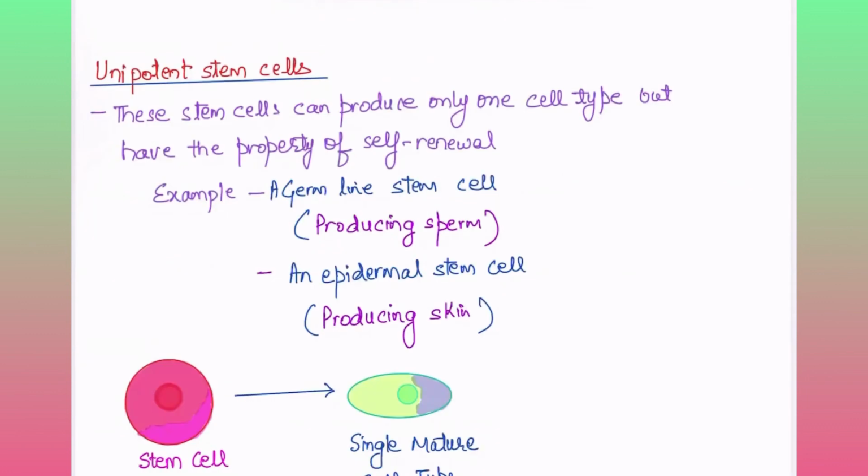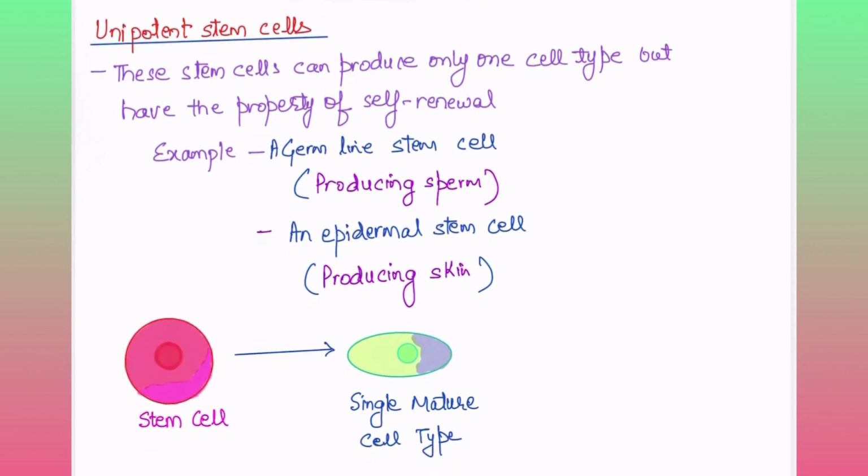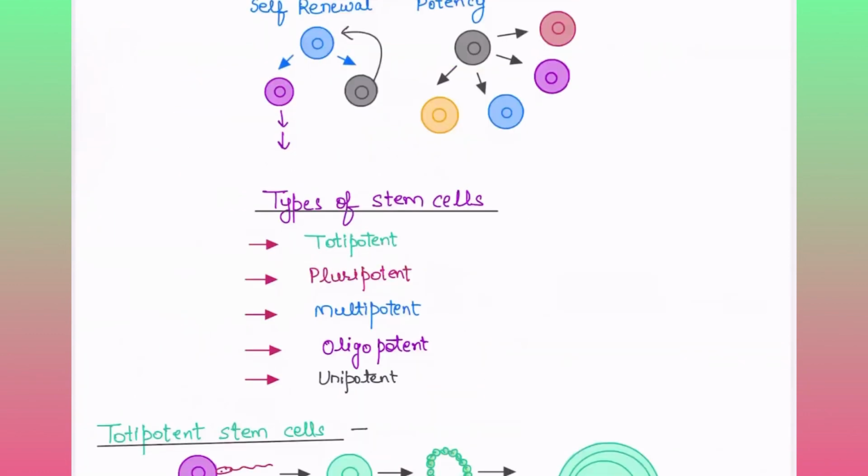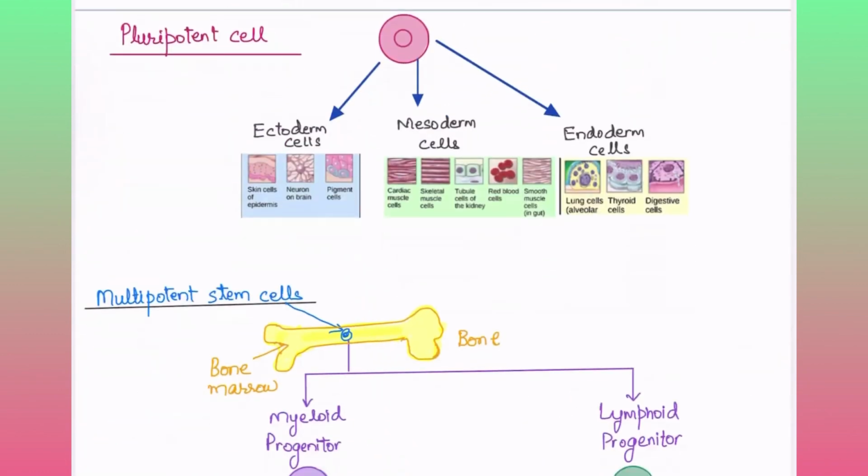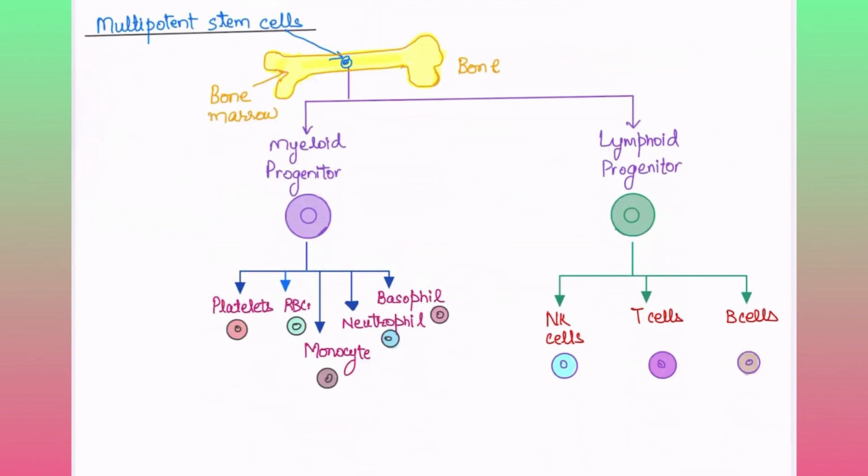The least potent stem cells, which are unipotent, can produce only one cell type, but they have the property of self-renewal. For example, a germ-line stem cell produces only sperm, or an epidermal stem cell produces only skin. So unipotent stem cells can give rise to a single mature cell type only, and thus they are least potent. All of these stem cells can be induced with the help of morphogens.